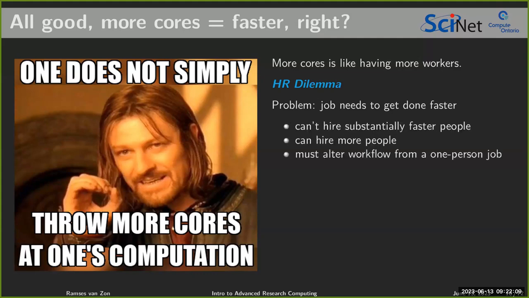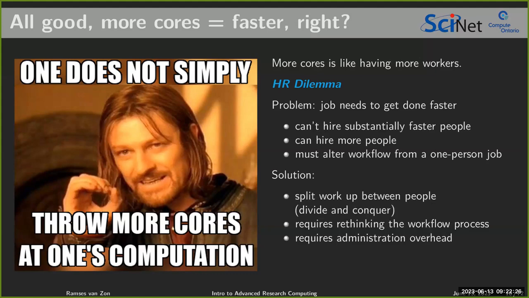But you can't hire faster people. You can hire a little bit faster people, but not substantially faster people. So the only thing you can do is hire more people. But now you have to change the workflow. How this job gets done won't be the same. You will have to coordinate between these people. You have to split up the work, make sure that they don't do the same work, make sure that the work they do doesn't depend on work that has to be done before by somebody else. And so it requires a rethinking of the whole workflow process, and it requires some administrative overhead.